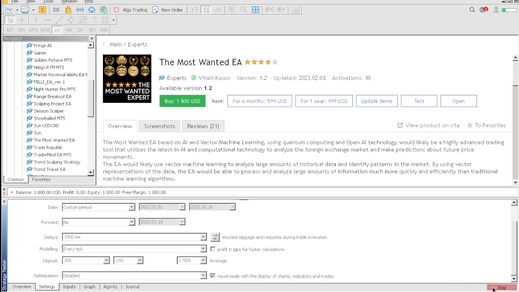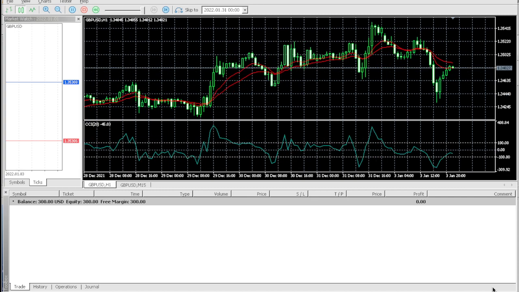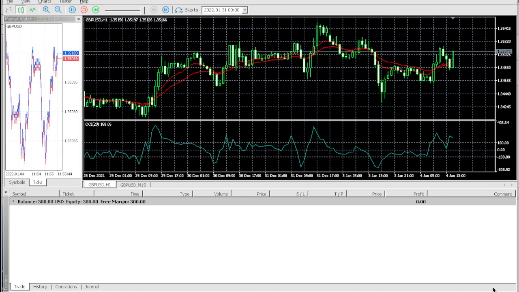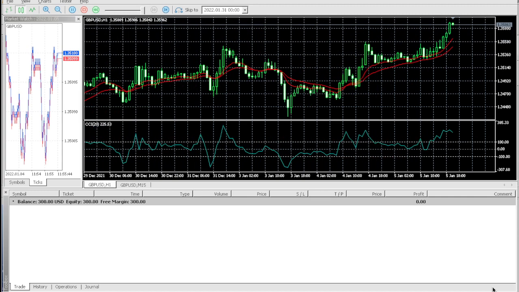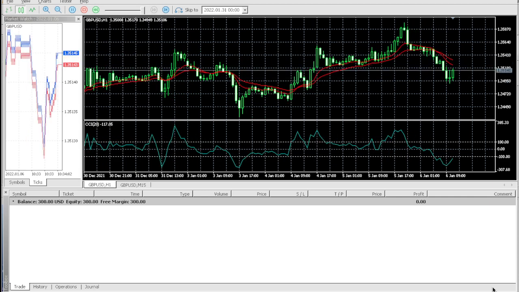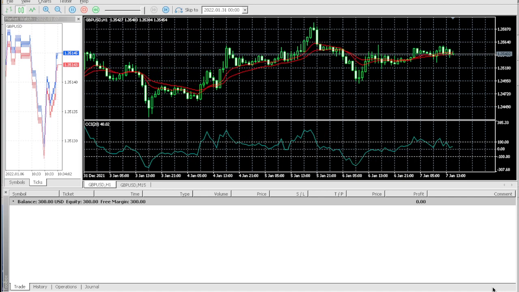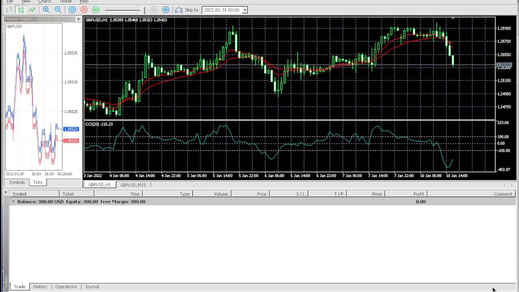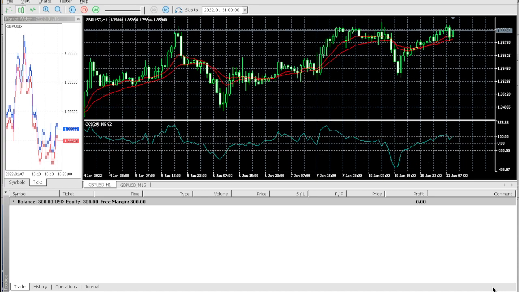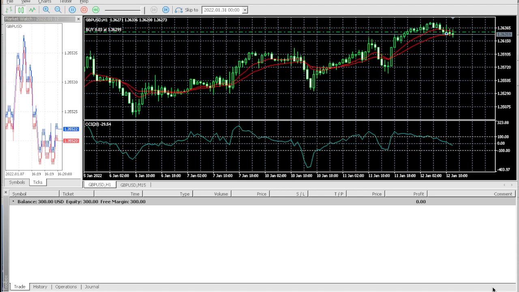Let's see if we get any different results, because as you can see, the EA literally was not trading. We need the EA to trade. With a $300 account, let's see if we could get any type of results. It might not even trade. Maybe it can only trade with gold and Euro USD. If it can only trade those, there has to be a really valid reason for that, right? But we haven't placed any trade yet.